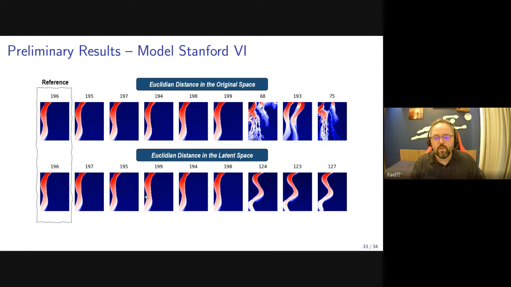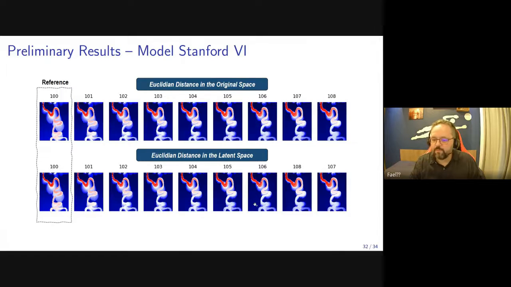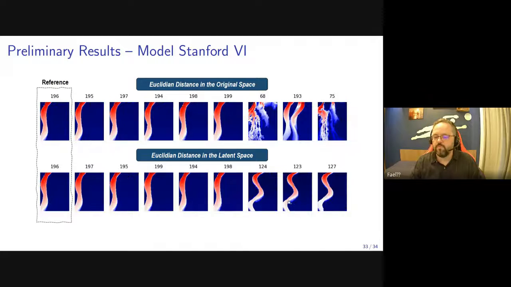And if you do it in the latent space, you get very nice results. And then when you run out of those channels, you get things that still look like channels. You see, it's a different sort of channel, but it has the same geology. It's the same geological model.